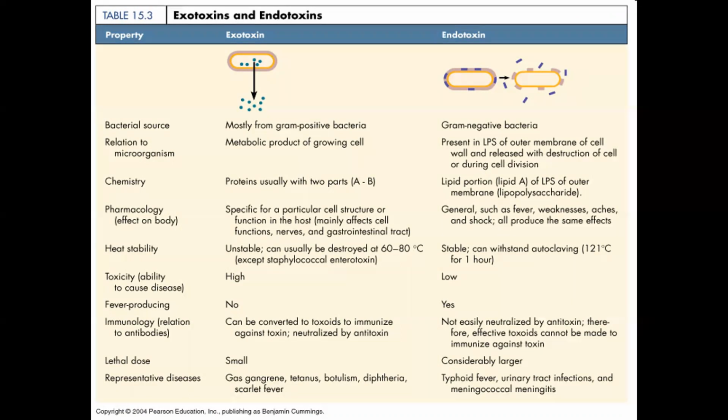The effects on the body we talked about, so you definitely want to know that. And then the diseases, right? So exotoxin is like gangrene, tetanus, botulism, endotoxin, typhoid fever, UTIs, meningitis. So just the stuff that was previously talked about in the PowerPoint, make sure you know that. This chart is just nice because it organizes everything in such a lovely way.